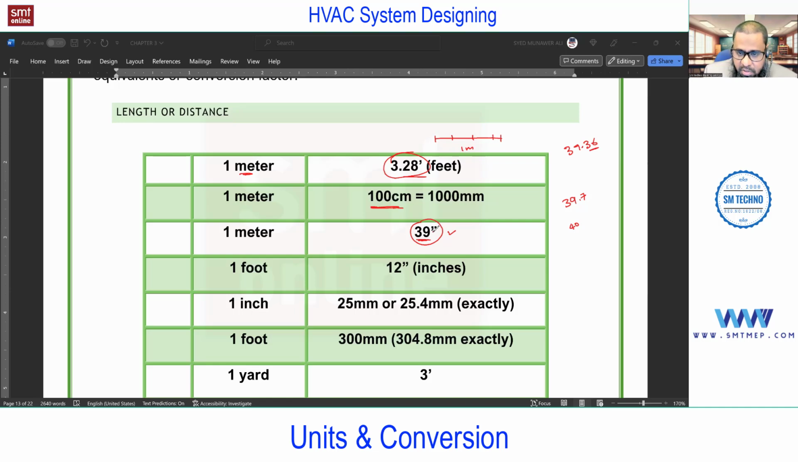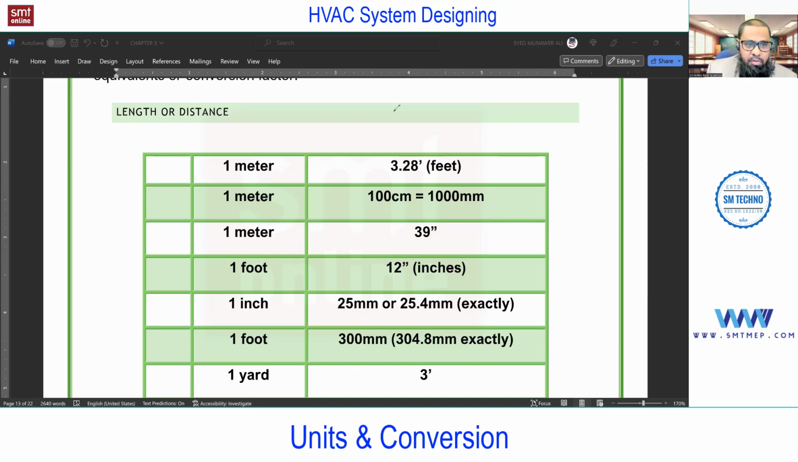And remember, 2 dashes we use to represent inches, and 1 dash is for feet. This is used for representation. Next, similarly, 1 foot in terms of inches is 12 inches. 1 inch is exactly 25.4 mm, but we are rounding off to 25. Similarly, 1 foot in terms of mm is 304.8 exactly, but again round off to 300, because 25 into 12 is 300. And 1 yard in terms of feet is 3 feet.